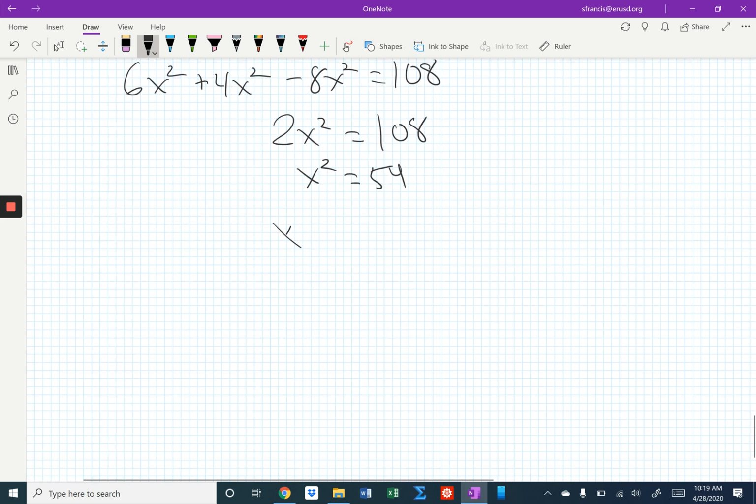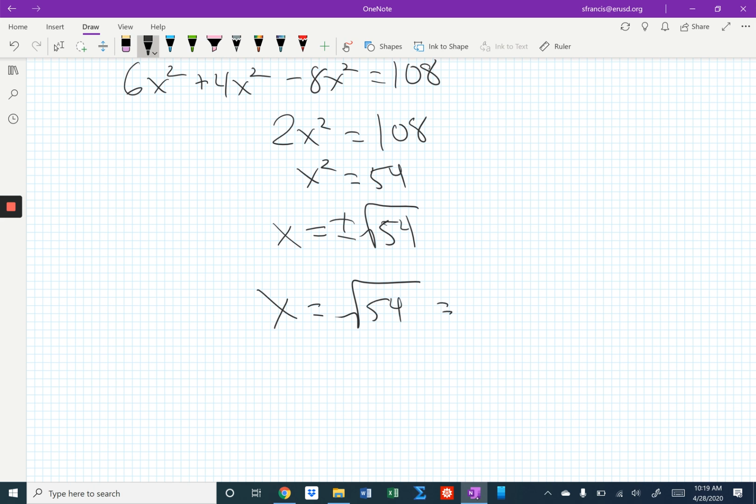So x is plus or minus the square root of 54, but they wanted the positive value, so the square root of 54 works. That's 9 times 6, so it's 3√6 if you want to put in simple radical form, but don't bother, just answer it like that.